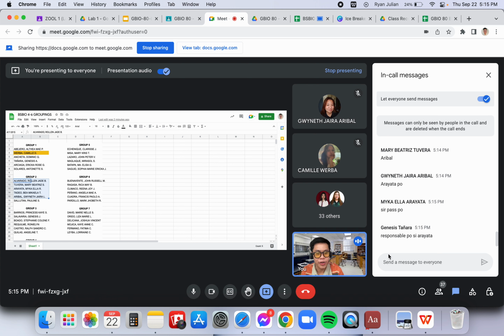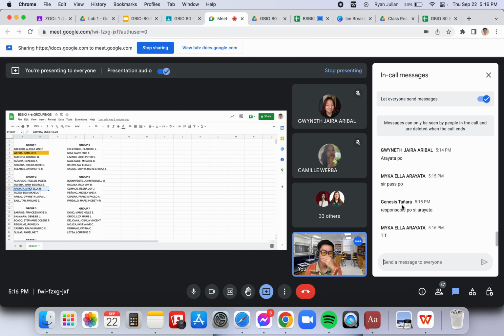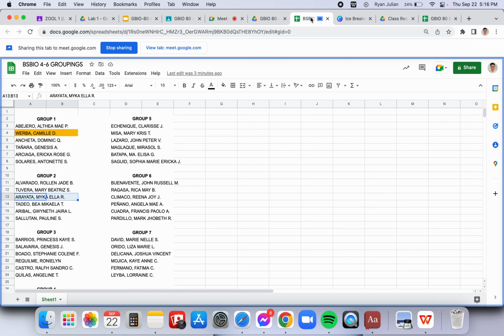Roland, are you ready to take on the responsibility of being a leader? Oh, responsible daw po si Arayata. So feeling ko rin, ikaw na, Miss Arayata, it's meant for you na maging leader ka for G-Bio 80. Ikaw na, Miss Arayata, no more objection. I'm gonna highlight it na. Yes? Oh, go na. No pressure, Miss Arayata. For the leading lang tayo ng members. Yes, wala ka nang choice. Ikaw yung vinote ng members mo. Sana wala kang hard feelings sa kanila. Okay, so Miss Arayata will be our leader for group number 2.